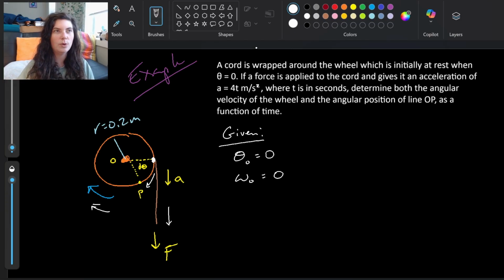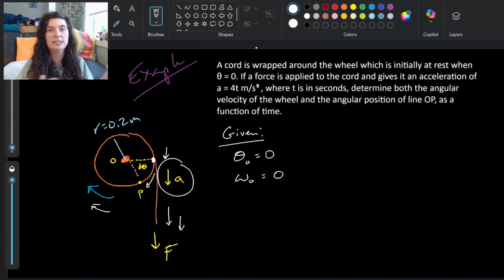And lastly, we've indicated on this diagram that a is going down. The force applied gives it this acceleration. Because this force is being applied downwards, this acceleration is constantly just going downwards. So that force is causing that acceleration, which is just the tangential acceleration. It is not the normal acceleration. This is just tangential. It does not include the normal. So a tangential is 4 times t, 4 times time.